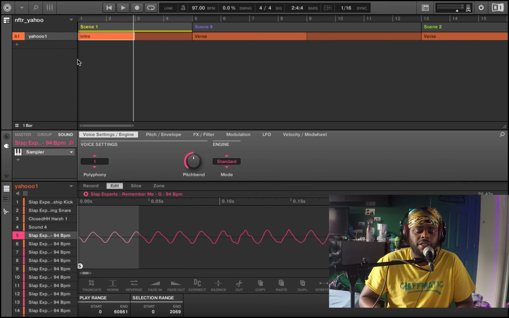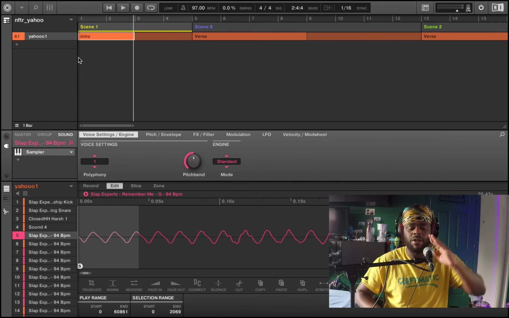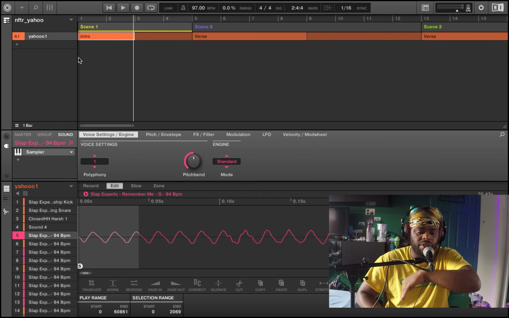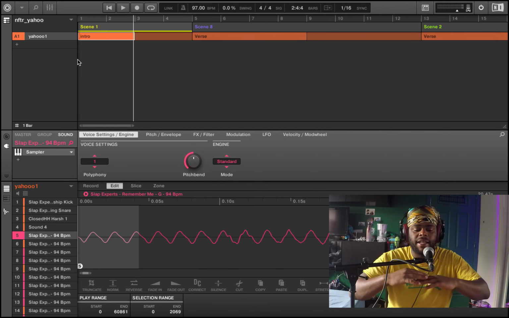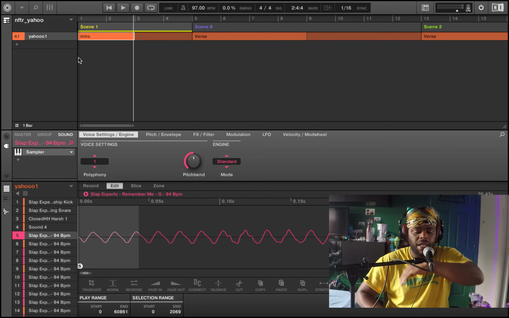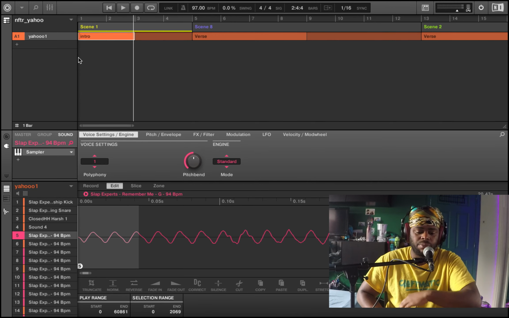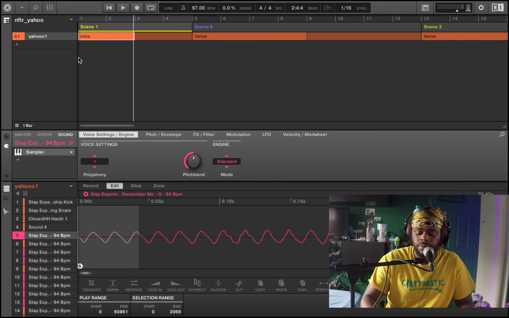You have to make sure your sample's sine wave starts at that line you see in the middle here. There's the sine wave. It kind of goes like this. It dives, ducks, dodges. Remember the 5 D's of dodgeball: dodge, duck, dip, dive, and dodge. It dives, ducks, dodges below the line and above. Well, it has to be zeroed out. Let's call that the equator.